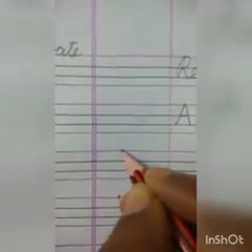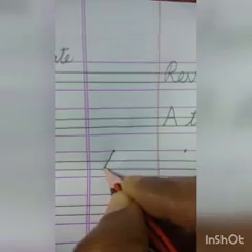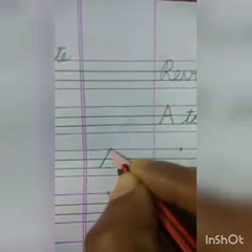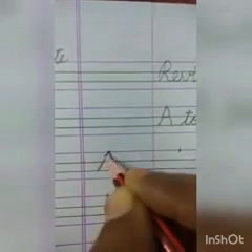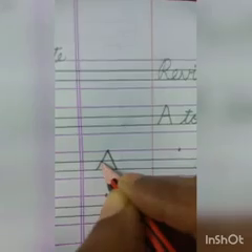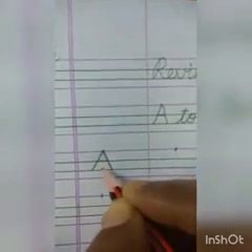First letter is letter A. It will start from which line? From first line, pink line. Okay. Got it? And how to write? With the help of two slanting line and one sleeping line, we can write letter A.